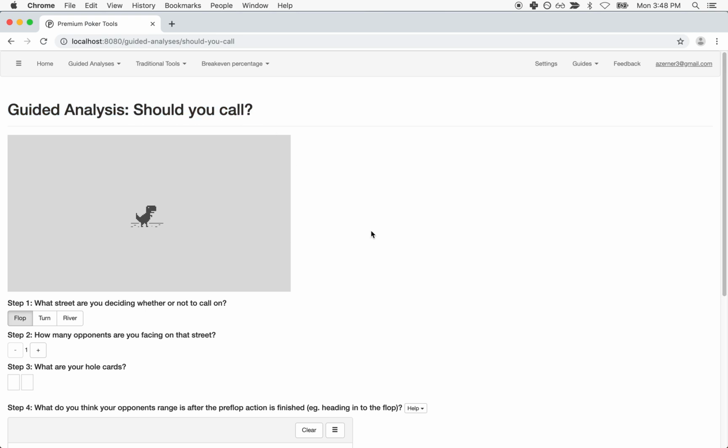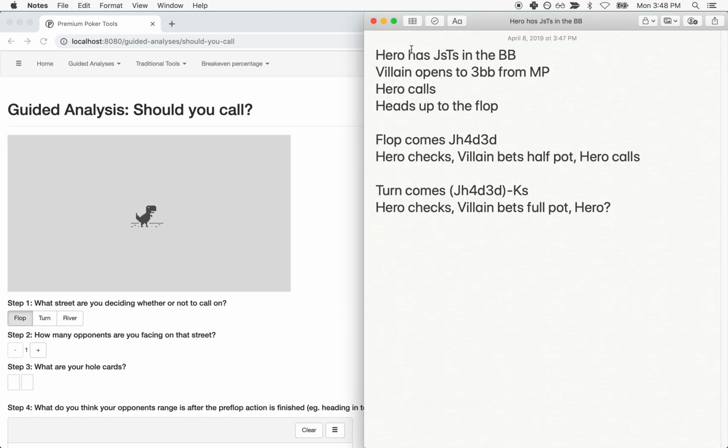The point of this page is to help you decide whether or not to call. To explain how this works, I'm going to go over a sample hand. Let's say that we have Jack of Spades, Ten of Spades in the big blind. Our opponent opens to 3 big blinds from middle position, and we call and go heads up to the flop.